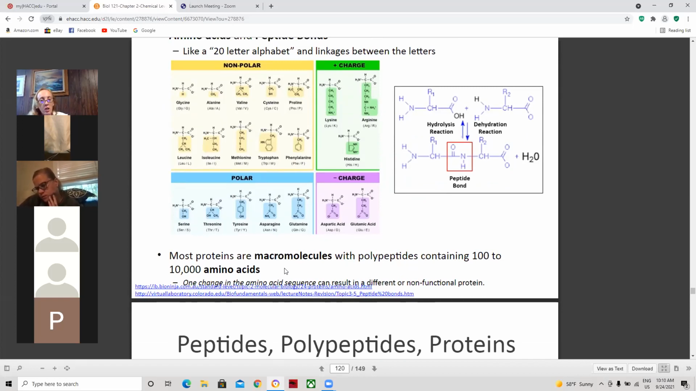Most proteins are macromolecules with polypeptides containing 100 to 10,000 amino acids. One change in the amino acid sequence can result in a different or non-functional protein. A result would be sickle cell anemia. So 1 amino acid change.